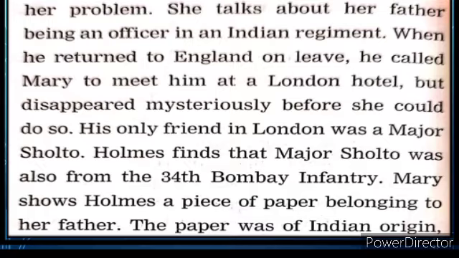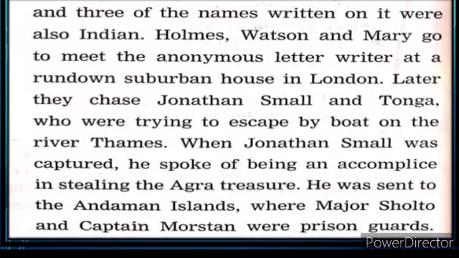When he returned to England on leave, he called Mary to meet him at a London hotel, but before she could do so, he disappeared mysteriously. His only friend in London was a Major Sholto. Holmes finds that Major Sholto was also from the 34th Bombay Infantry. Mary shows Holmes a piece of paper belonging to her father. The paper was of Indian origin, and three of the names written on it were also Indian.